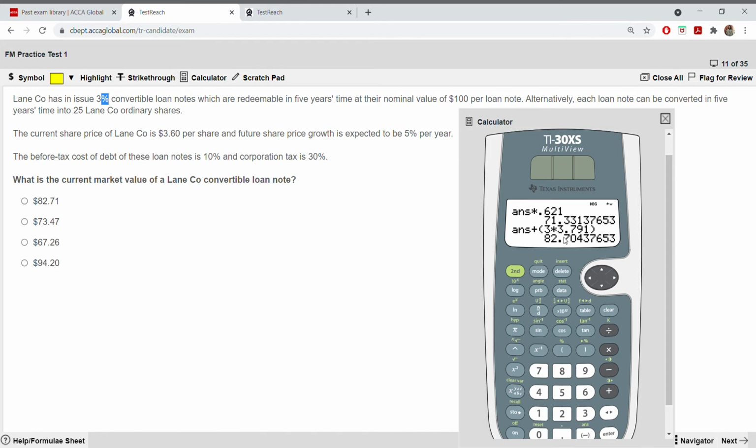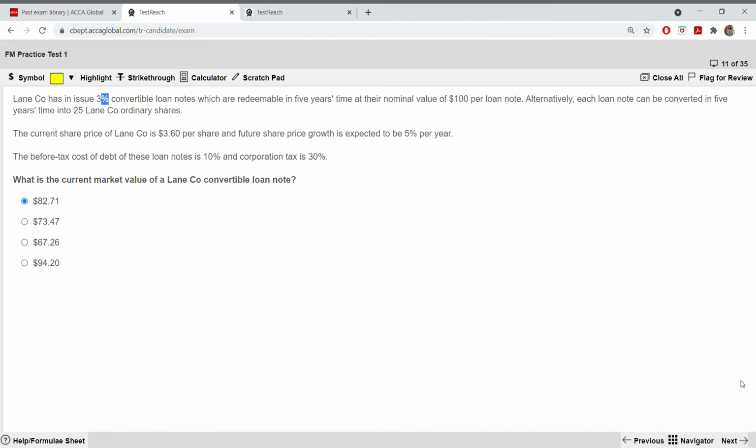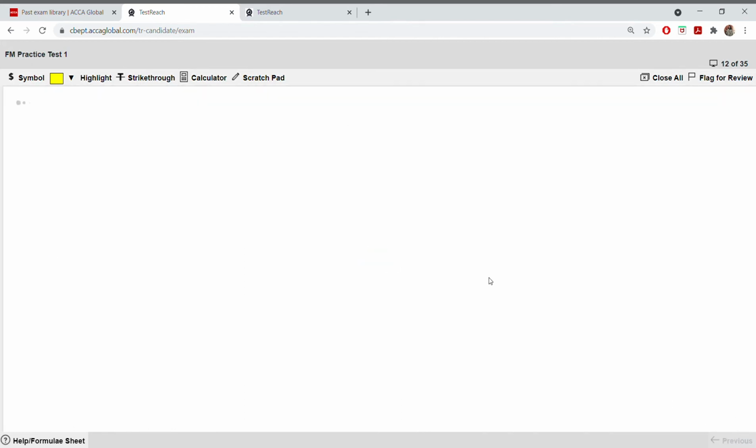Plus 3 into 3.791, the interest part. And then that is 82.70. So the nearest is this one, 82.71. Don't break your head to find 82.7 over here. Okay, 82.71 is the answer. Next, here.